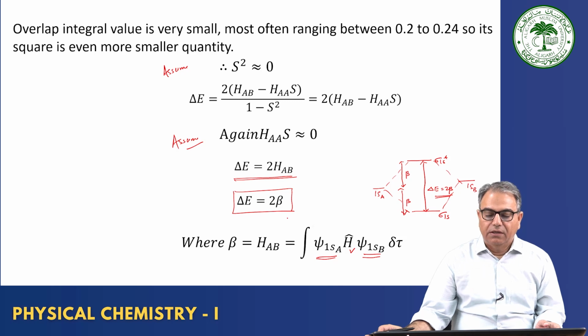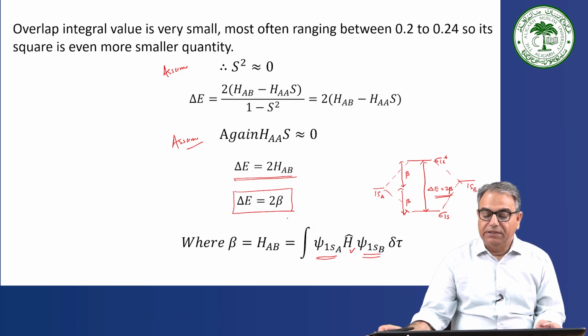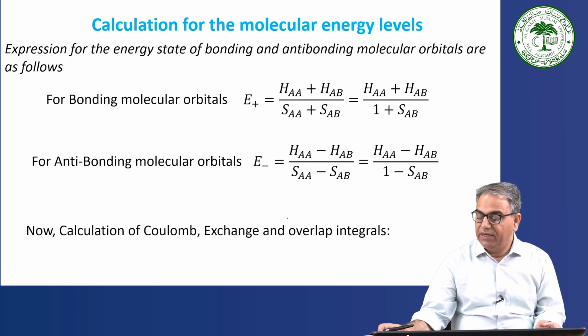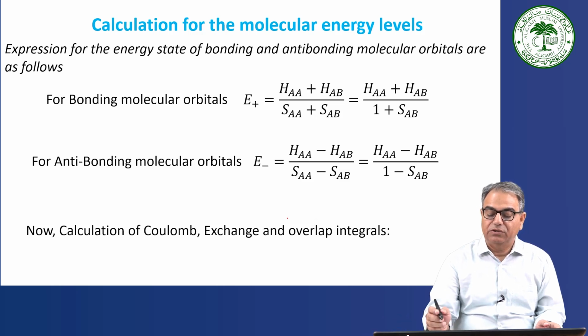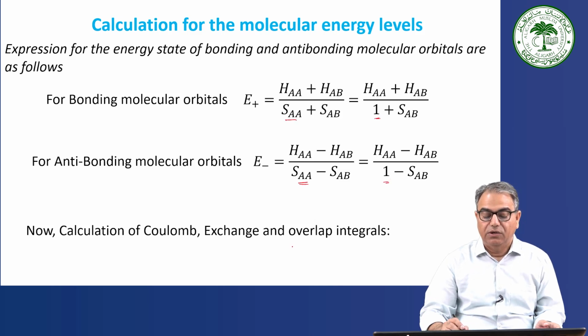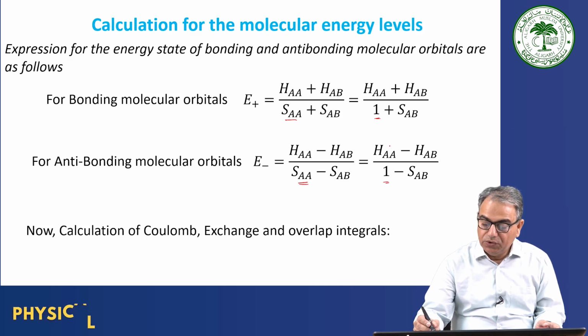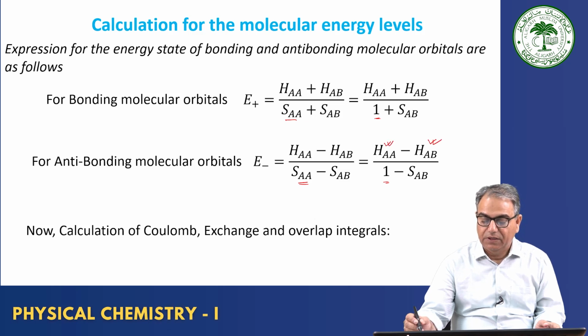Okay. So this is the difference in energy. Now the question is that, okay, fine, we have these energy levels, bonding and anti-bonding energy is known to us. So now here, instead of SA we have written 1, instead of SA we have written 1. Now if you want to know the calculation of the actual energy, then what you need to calculate is the value of these integrals HA, HAB and SAB.